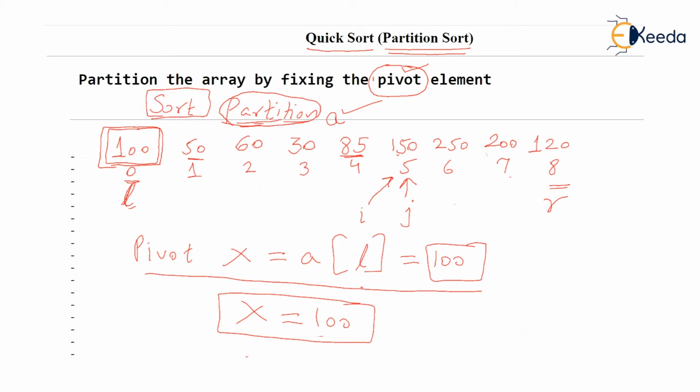Now it is turn of J, isn't it? J will decrease by 1 continuously till it gets the first value which is less than or equal to the pivot, less than or equal to 100. And that is the fourth place immediately, isn't it? It gets decreased only once. J gets decreased from 5 to 4, and it immediately gets a value which is less than or equal to 100, which is 85. So J is now at fourth place.